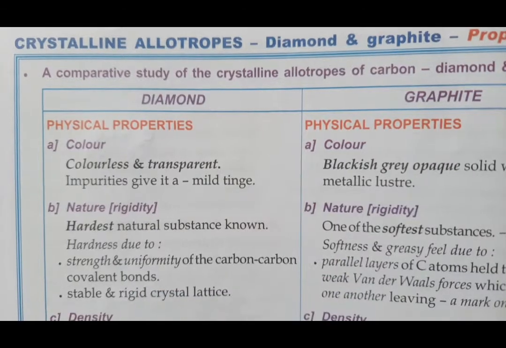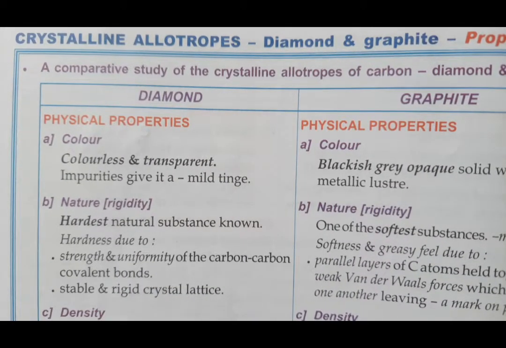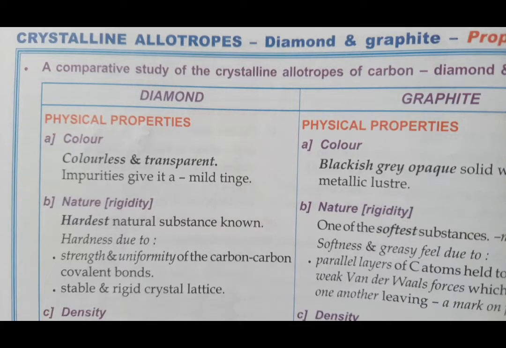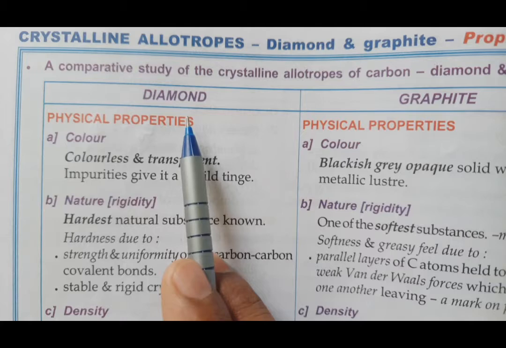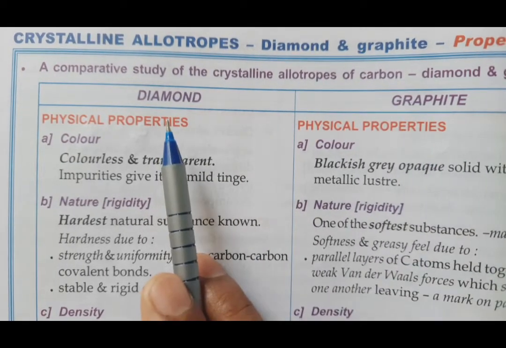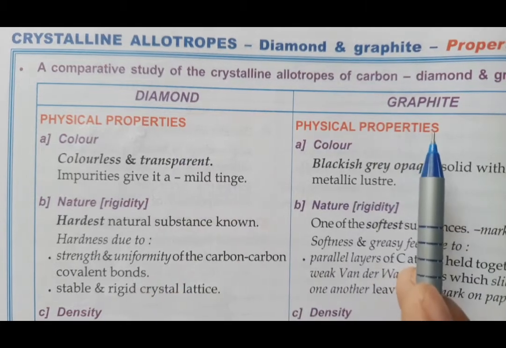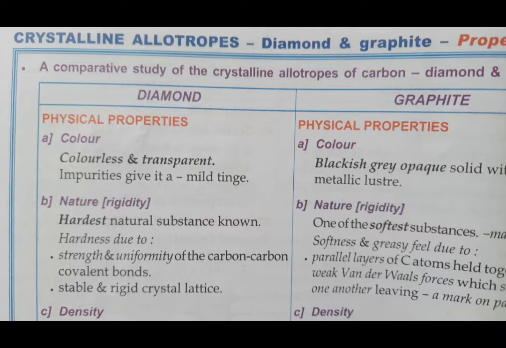Now we'll go to the major differences between diamond and graphite. The question may come, differentiate between diamond and graphite. So one difference you can say is that diamond has an octahedral structure, graphite has a sheet-like structure. Diamond's lattice has a tetrahedral unit, graphite's lattice has a hexagonal unit, whatever I said in the earlier page, that is from page number 103.